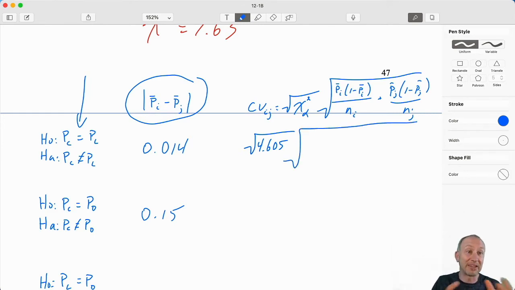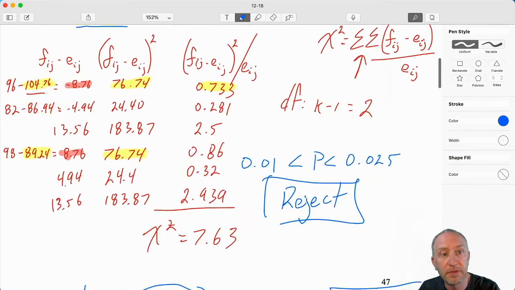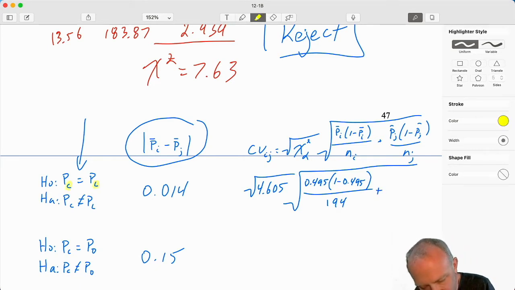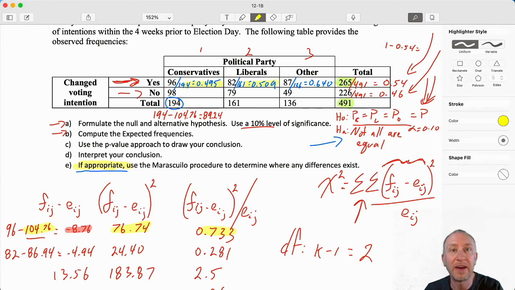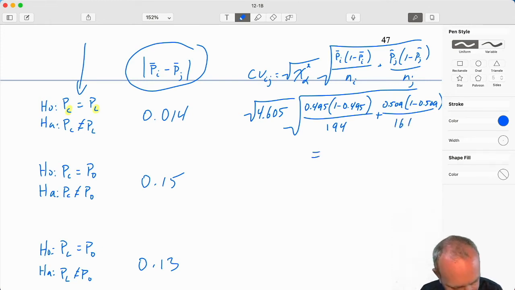But what's going to be different, of course, is this next part. Now I'm looking at the sample proportions for each of those groups. We'll start with conservative, 0.495. So this is going to be 0.495, 1 minus 0.495, divided by that sample size, which was 194, plus, well, in this test, I'm comparing conservatives and liberals. So I come back to my observed data, and 0.509 is my next one. So 0.509, 1 minus 0.509, and that sample size was 161. Going through this calculation, I have a critical value here of 0.11. Okay, let's move on to the next one.